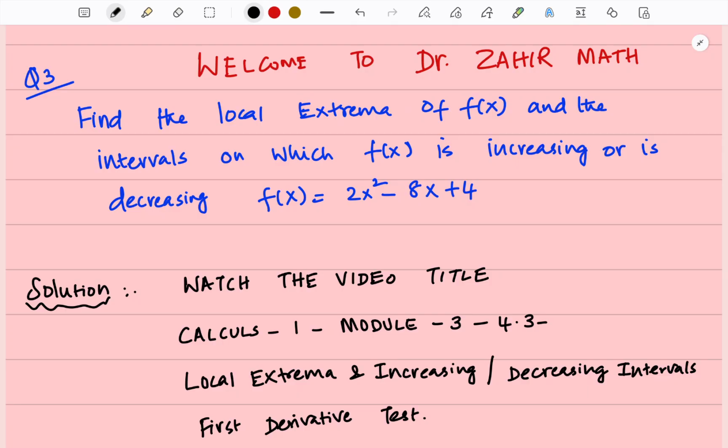In this video, I'm going to solve one question which is related to the first derivative test: how to find local extrema and how to determine increasing and decreasing functions. Let's read the question. Find the local extrema of f of x and the intervals on which f of x is increasing or decreasing, and the function is f of x equals 2x square minus 8x plus 4.